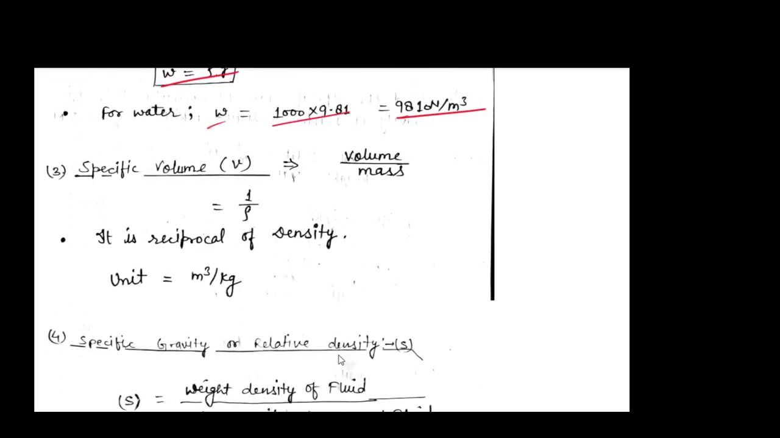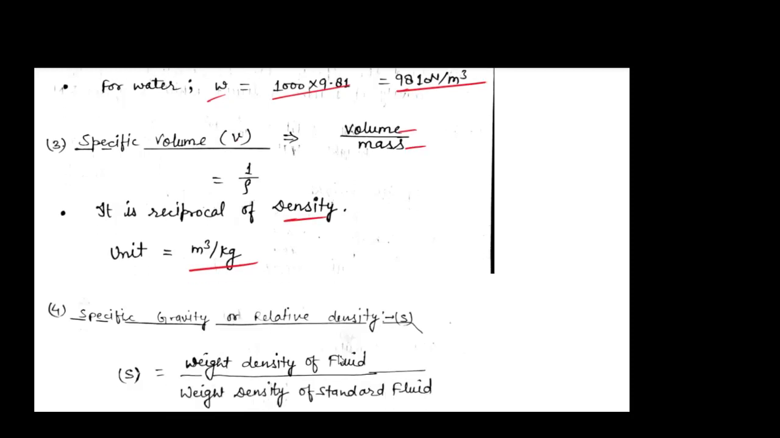Third is specific volume, which is denoted by v. It is volume per unit mass, so it is also the reciprocal of density. The unit becomes meter cube per kg.